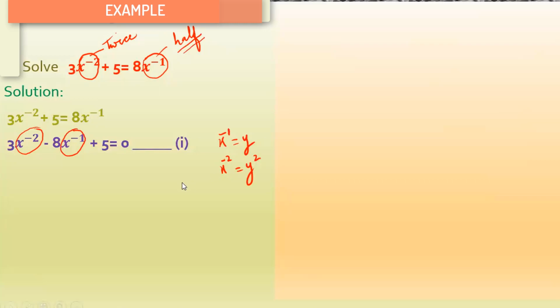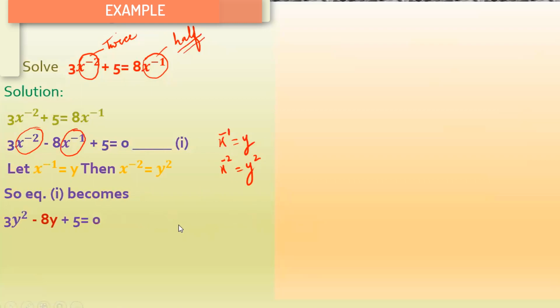So look at the screen. Let x raised to the power minus 1 be equal to y, then x raised to the power minus 2 is equal to y square. Okay. So by substituting, this is what we have now: 3y square minus 8y plus 5 is equal to 0. Now this is the quadratic equation in one variable in standard form, right? You have learned the quadratic equation already. Let's solve it by the factorization method.